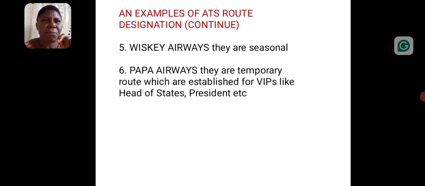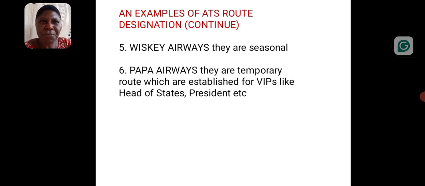Then for Papa Airways, they are temporal. Okay, temporal, it is on demand. It is used for the VIPs, such as heads of state, such as the president with their own jet. So the route has to be charted for them, so that the pilot can use it to navigate. So it is more or less like Whiskey Airways or Whiskey route, which is seasonal. So that is that about this, okay.